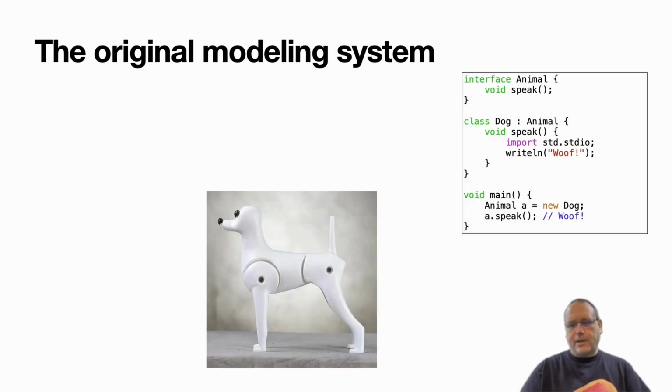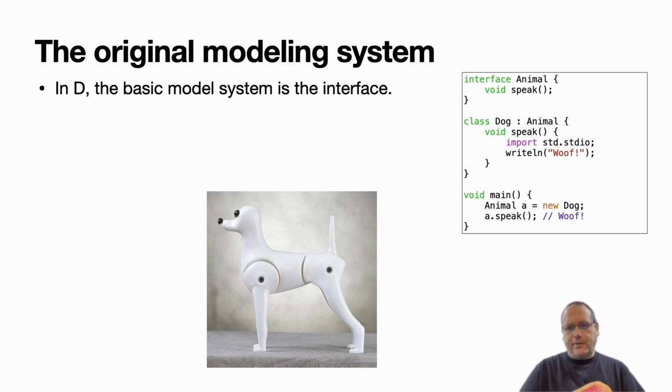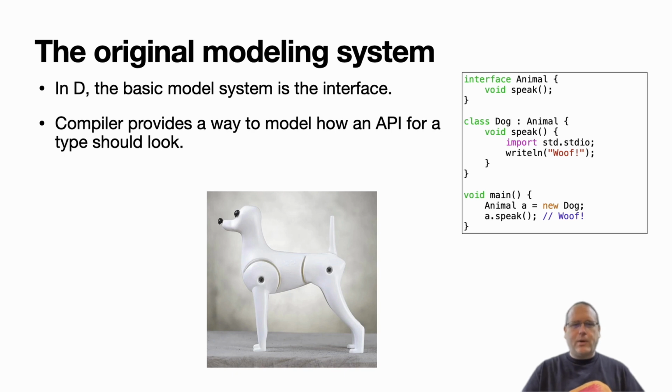So let's look at the original modeling system. The original modeling system is the interface. If we look at this little code example here, we have an animal, and it must implement a function called speak, returns void, it takes no parameters. Okay, so then we implement a dog, that's an animal, and its speak function says woof. And of course, this code all works just fine. The compiler provides this way to model how an API for a type should look. In other words, the compiler's enforcing everything here. The compiler tells you, yep, you implemented the speak and you did it right. Otherwise, you get an error.